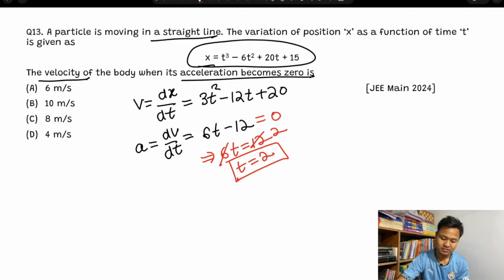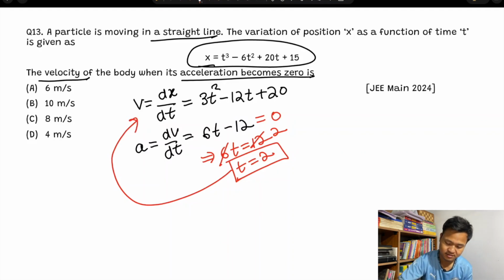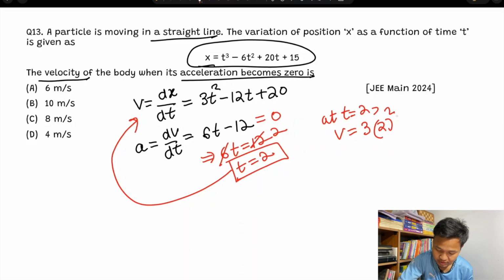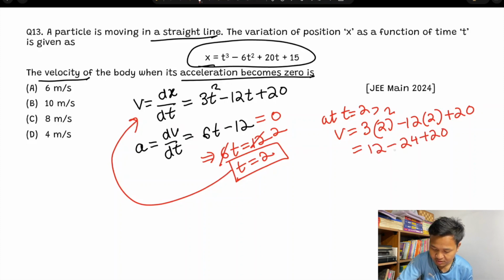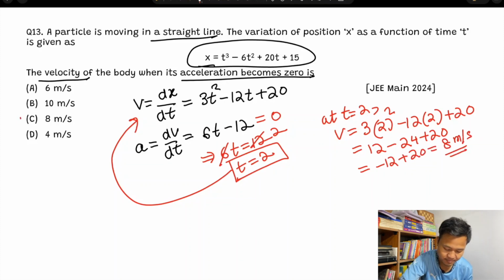So now you have to find out the velocity at t equals 2. So just put the value. v equals 3 into 2 squared minus 12 into 2 plus 20. So 12 minus 24 plus 20. How much is this? Minus 12 plus 20. So this is 8 meter per second. Okay, so option C.